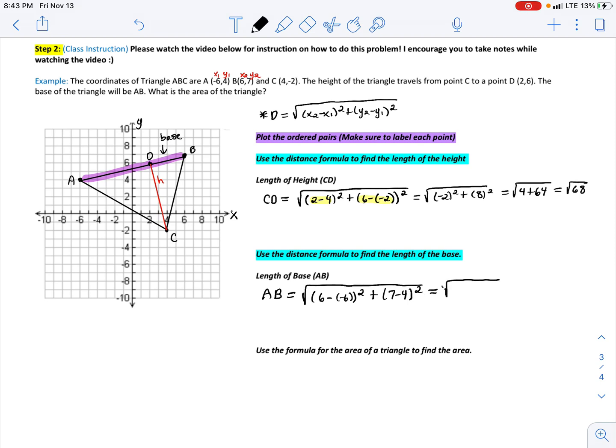Simplifying what's inside of the parentheses now, I get that this is 6 minus negative 6, which is 12 squared, plus 3 squared, which is equal to the square root of 12 squared is 144, plus 9, which is equal to the square root of 153.